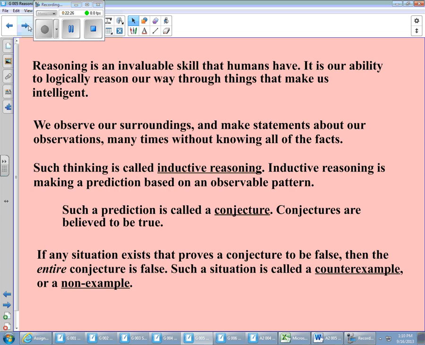Now, these predictions that we make are what we call conjectures. Conjectures are statements that we believe to be the truth. Okay, so we believe them to be the truth, but if any situation can be come up with that goes against the conjecture, then that's what we call a counterexample or a non-example. Okay, a counterexample would make the conjecture entirely false, which would mean it's no good.